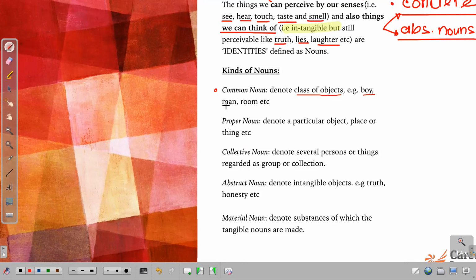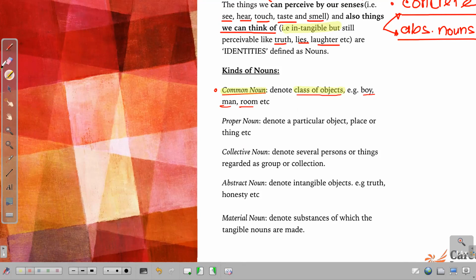So, boy, man, room, any geographical area. Not every geographical area can be called a city. There has to be a certain commonality between what is called a city and what differentiates them from a village, and metro cities and so on and so forth. So we have classes of objects, things that have a commonality between them, and that is what is called a common noun.